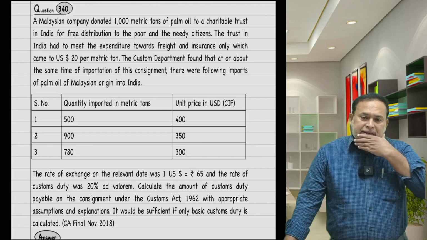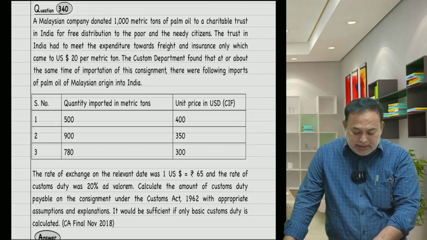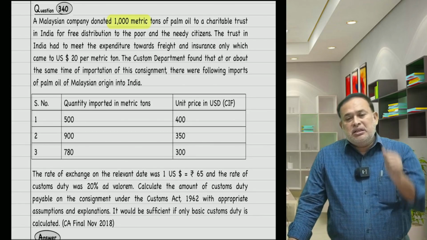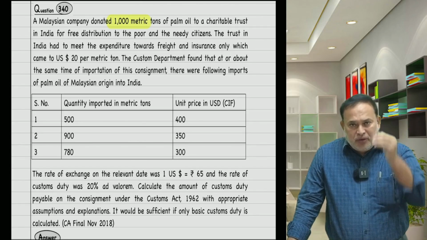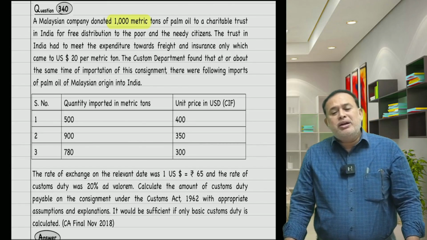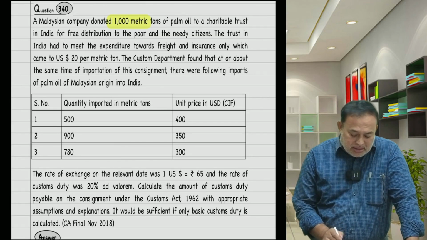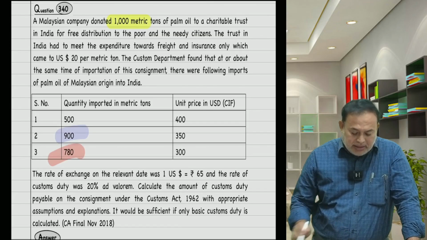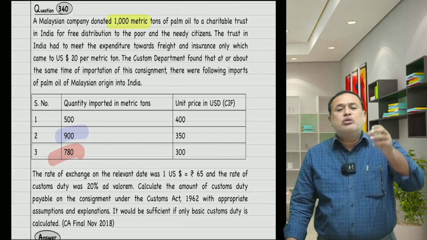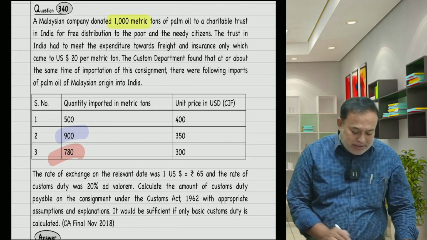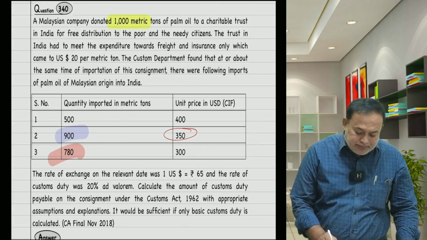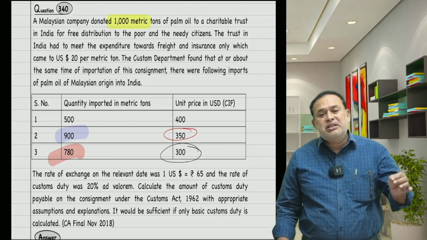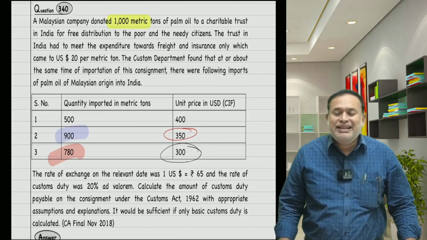Now, 1000 metric tons of edible oil, palm oil, is our quantity. Now, which is the nearest quantity to our import that you can consider? One is 900, the other is 780, correct? 900 is the nearest quantity to our import. There are two prices, one is 350, the other is 300. Among these two prices, the lower price, 300, is to be selected.